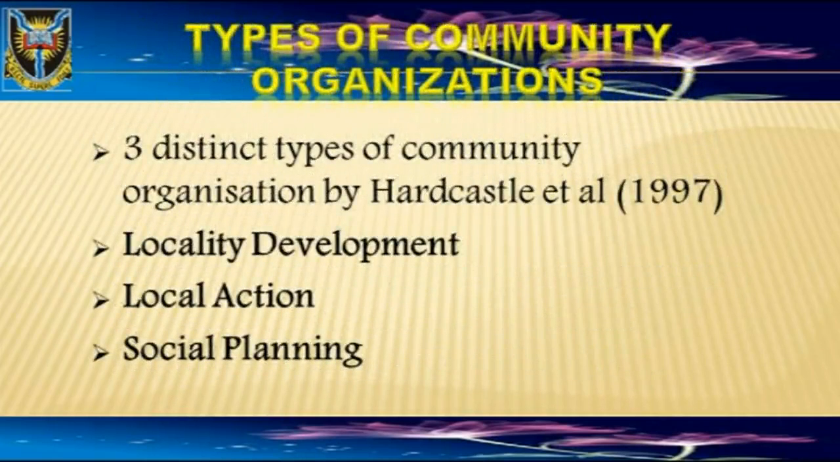Types of community organizations. Adcaso et al. 1997 identified 3 distinct types of community organization. They are the following. Locality development. This typifies the method of work with community groups used by settlement houses and in colonial community development work. A major focus is on the process of community building.